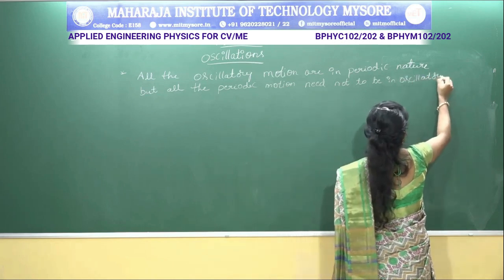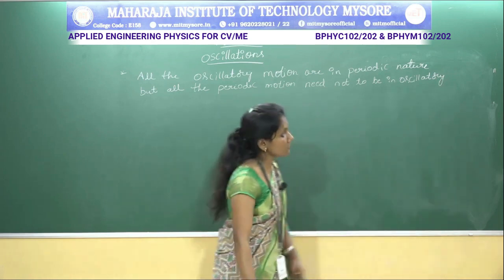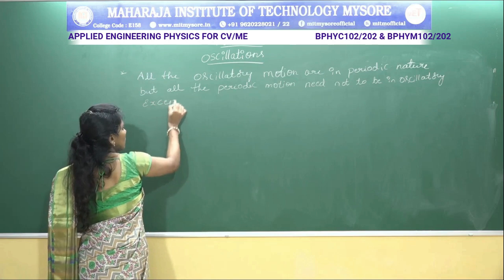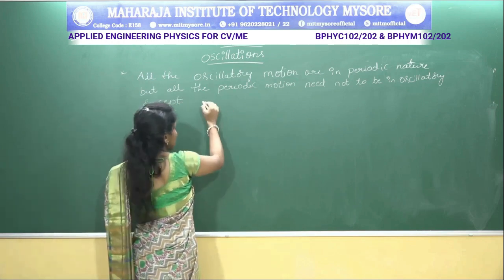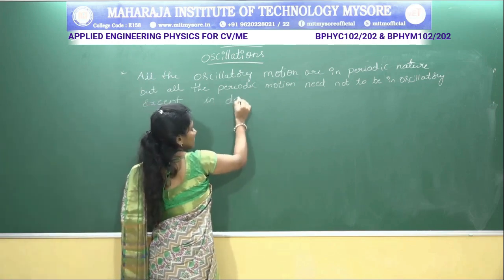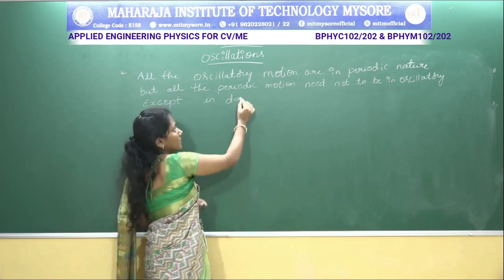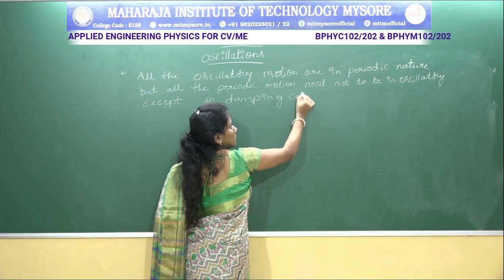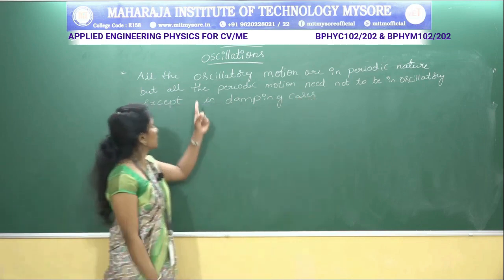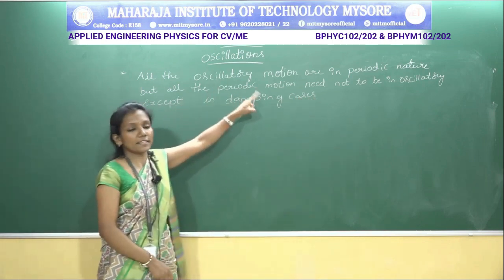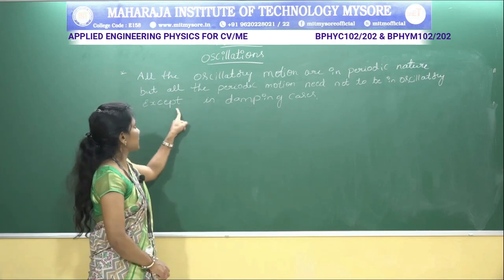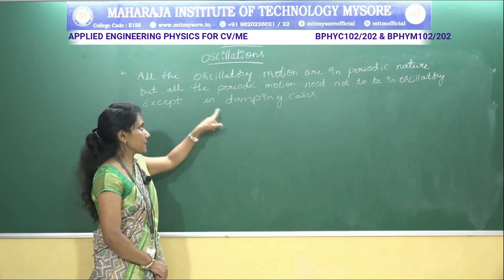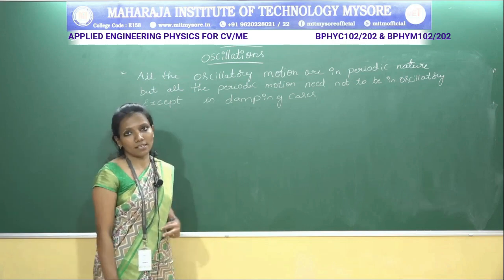But all periodic motion need not be oscillatory, except in the damping case, because it will vary, which we will get to know in damping cases. So, we can say that all oscillatory motions are periodic in nature, but all periodic motion need not be oscillatory except in the damping cases.